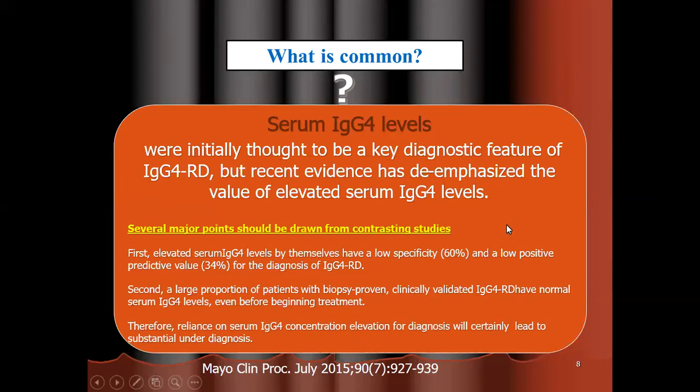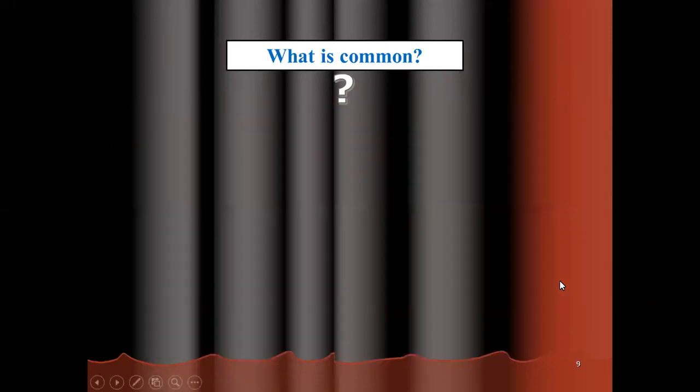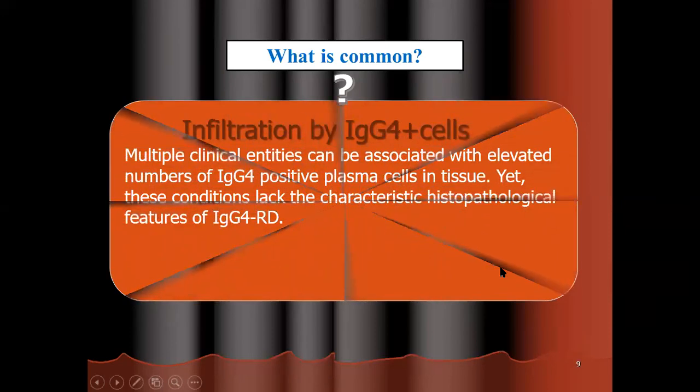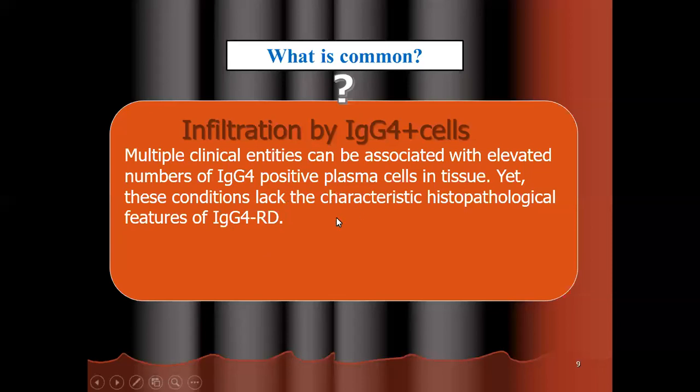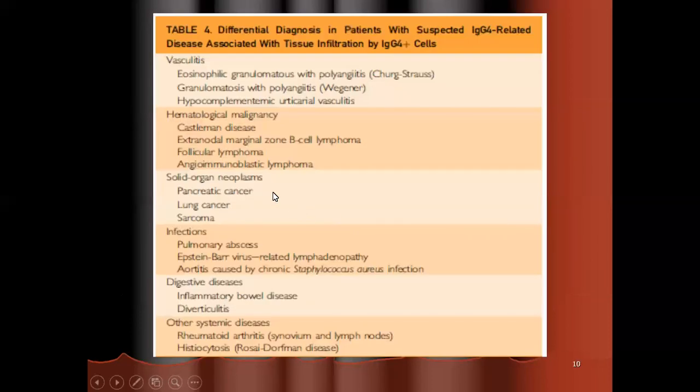So the question remains, what is common? Is it cellular infiltration with plasma cells positive for IgG4? Multiple clinical entities can be associated with elevated numbers of IgG4 positive plasma cells in tissue. Yet these conditions lack the characteristic histopathology of IgG4-related disease. We may note here, this is a long list of patients with suspected IgG4-related disease associated with tissue infiltration by IgG4 positive cells.